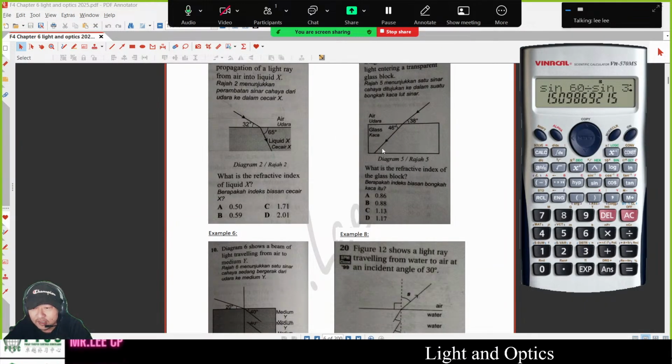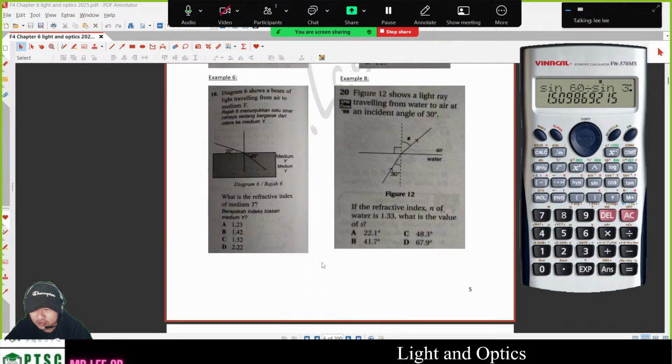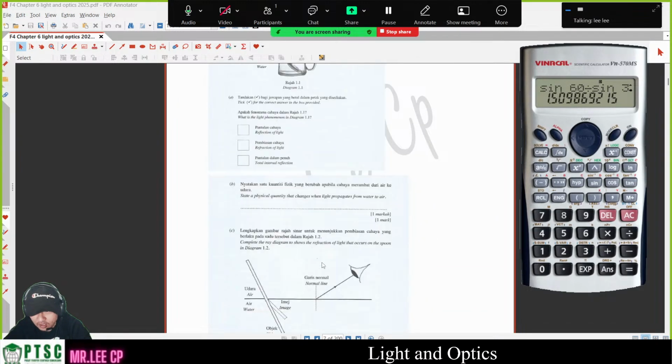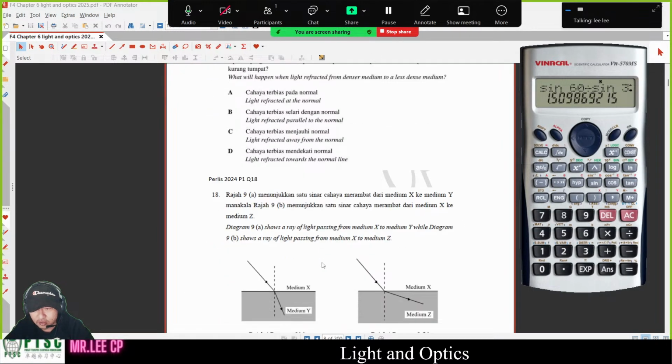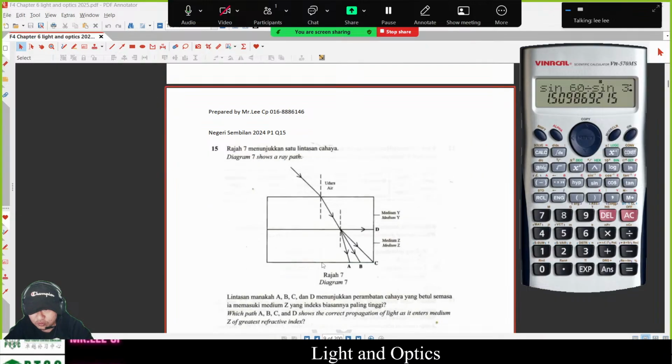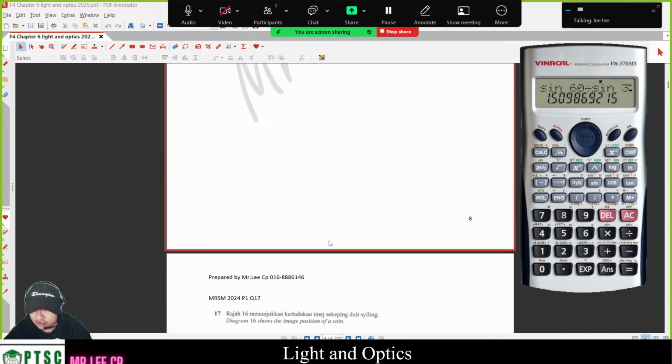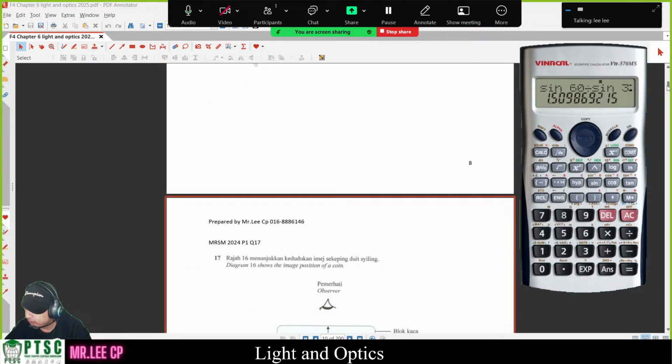Okay, this is all the exercises. I'm going to skip, because I'm doing revision, so I am going to go fast. Now remember, when you do calculations, one thing that you need to know.